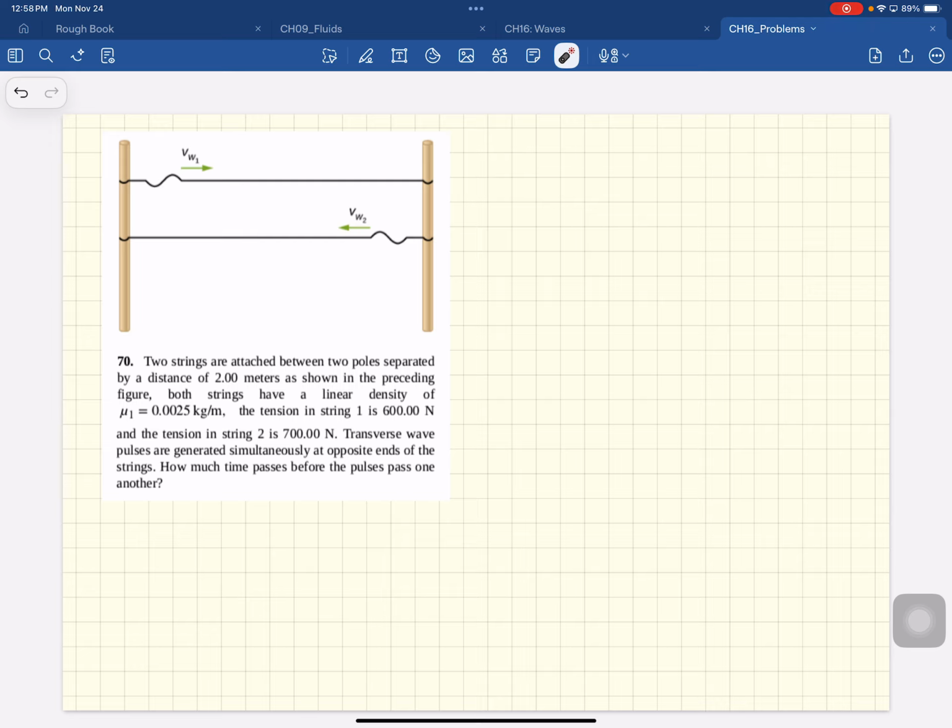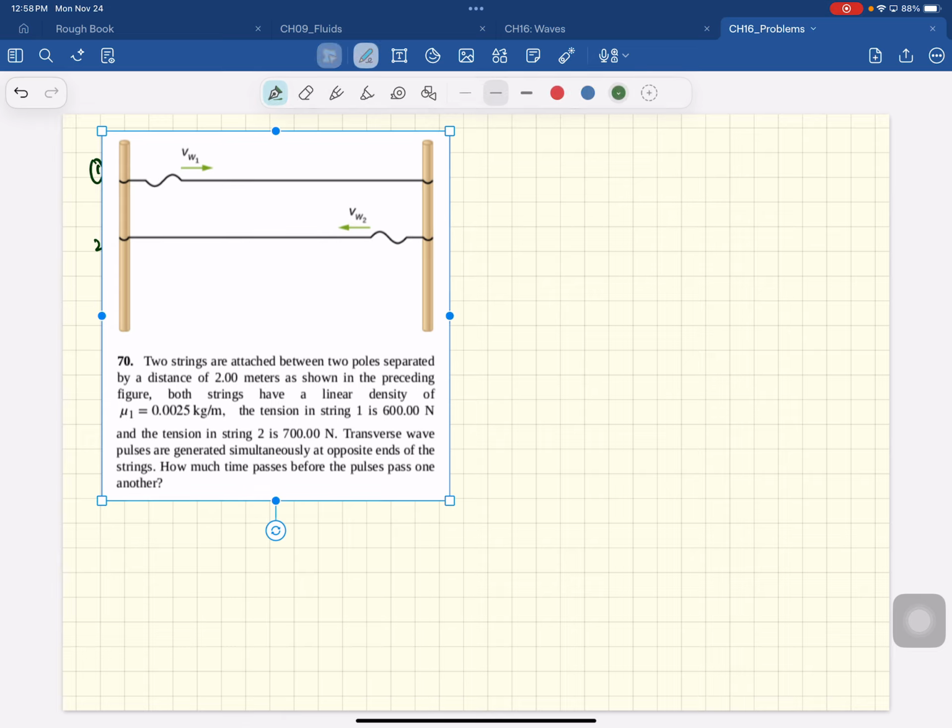All right, so 2 strings are attached between 2 poles separated by a distance of 2 meters as shown. Both strings have the same linear density. The tension in string 1 is 600 newtons and the tension in string 2 is 700 newtons. How much time passes before the pulses pass one another? We'll call this 1, this 2.